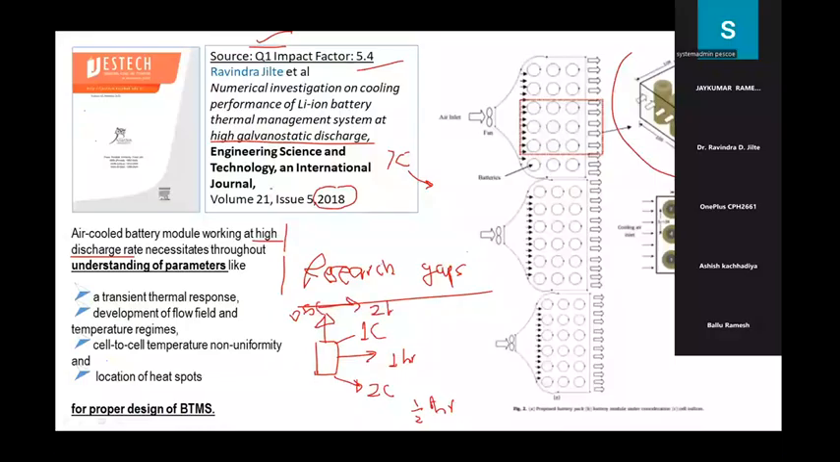Likewise, we have investigated the feasibility of adopting the air-cooled BTMS system for high galvanostatic discharge, that is, constant current discharge. So what is the possibility of facing this kind of situation? Let us look at the pattern called the driving pattern. We have to understand so many terms here, like what the driving pattern is.